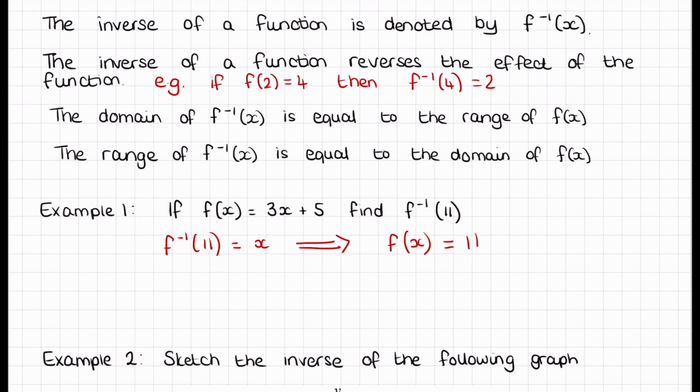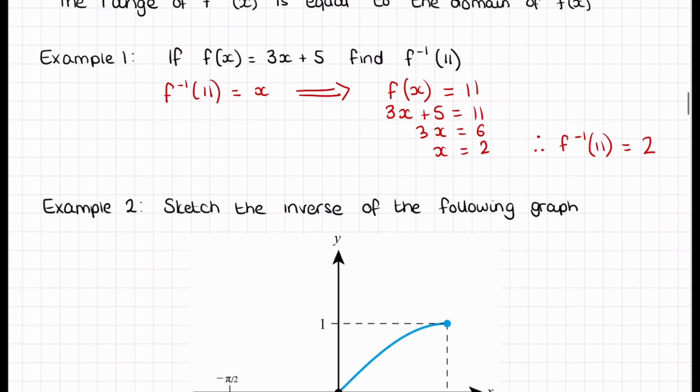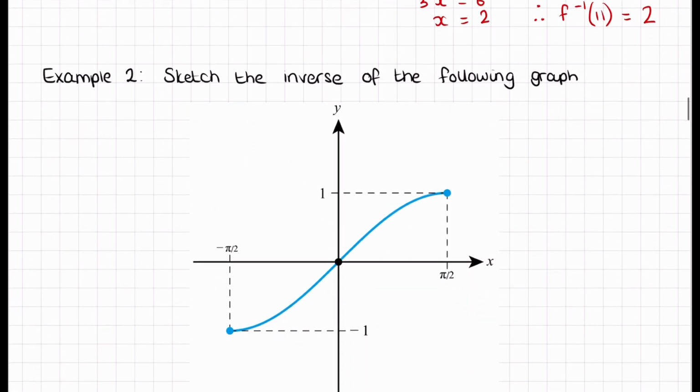So it means we want to know when the original equation equals 11, which means we'll have when 3x plus 5 equals 11, solve this, and x will equal 2. Therefore, the inverse at 11 equals 2.